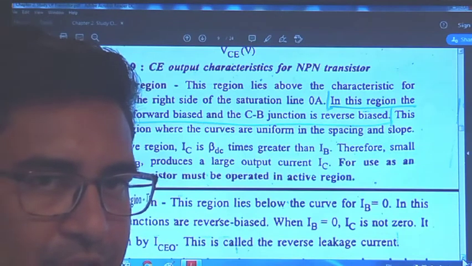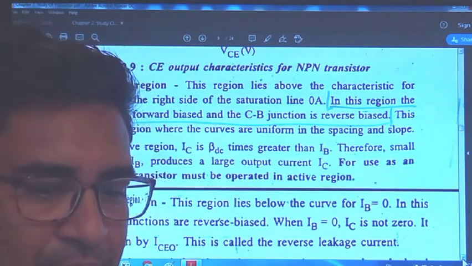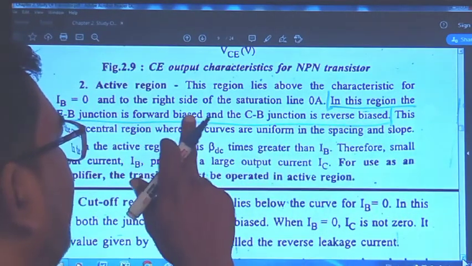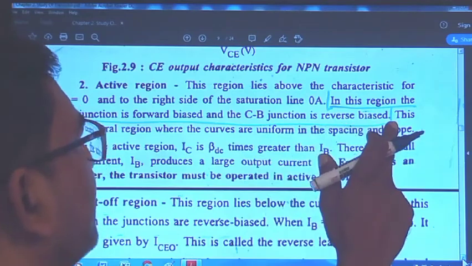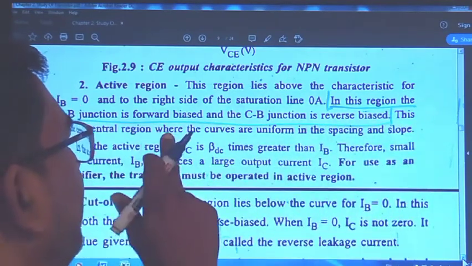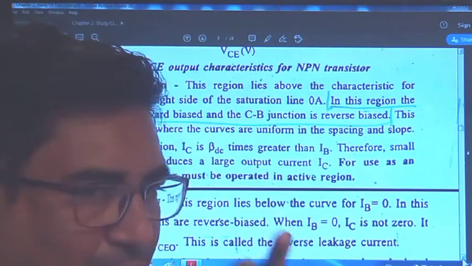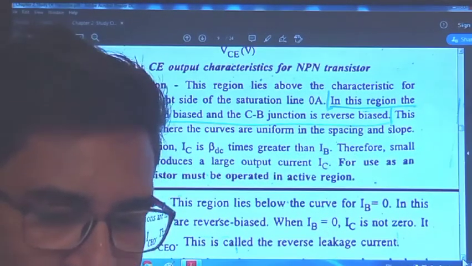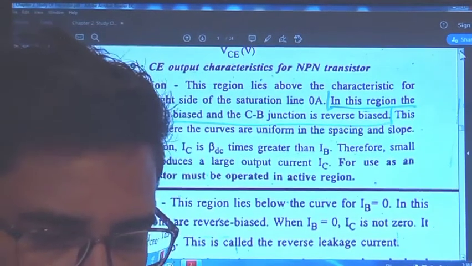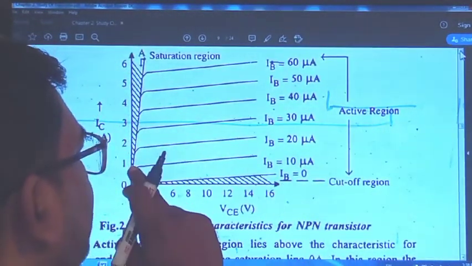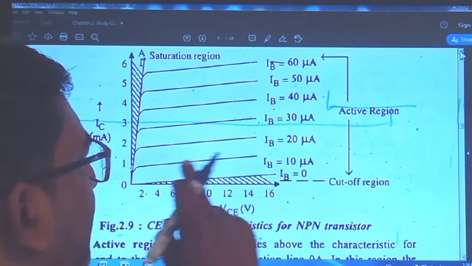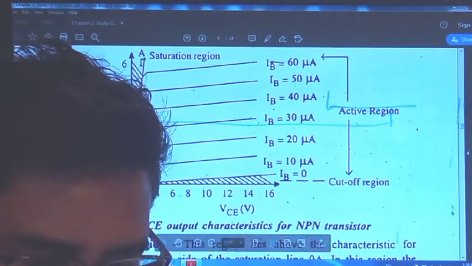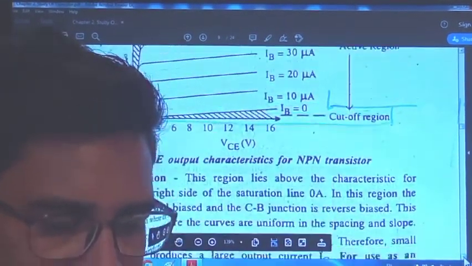In saturation, both the junctions are forward biased, but in the active region, the emitter-base junction is forward biased and the collector-base junction is reverse biased. This is the central region where the curves are uniform in spacing and slope. Whatever the spacing and whatever the slope, this is the slope that occurs. So this slope is very important. If you are not getting this slope, something is going to be wrong. So that slope has to be considered very clearly.